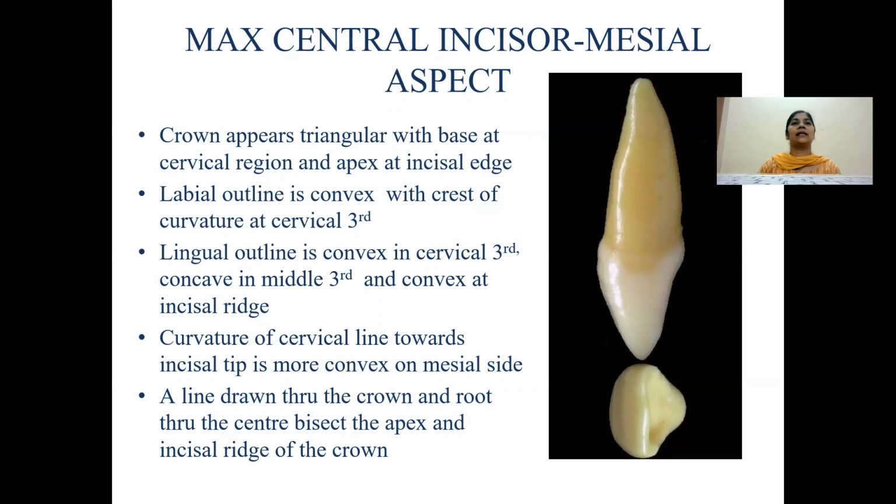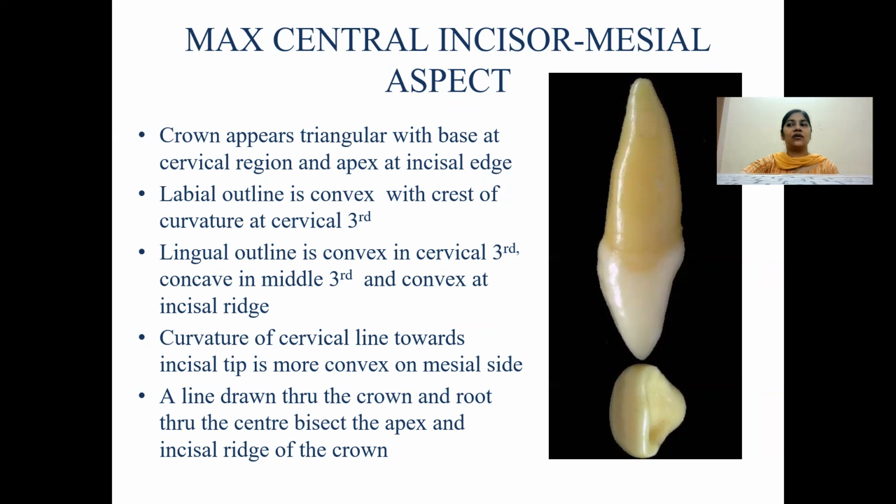Coming to the mesial aspect of the maxillary central incisor. After the labial and the lingual aspects, it is the mesial aspect of the tooth. The crown appears triangular with the base at the cervical region and the apex at the incisal edge. So this aspect of the tooth has the fundamental form of an incisor. It is a triangle or wedge shape with the base at the cervical region and the apex at the incisal edge. As you see in the inset, the picture shows that.